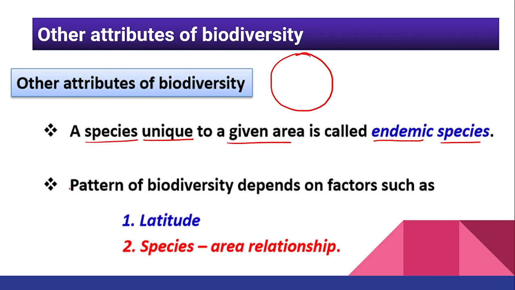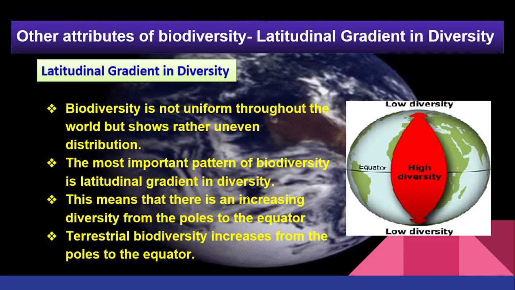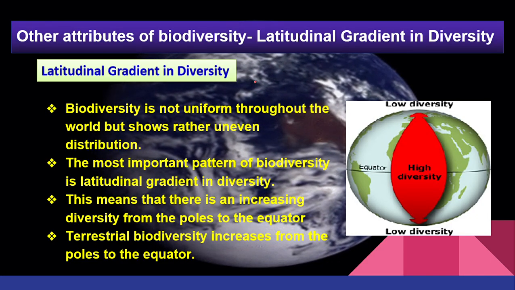Now let's jump on to another topic, that is pattern of biodiversity, which depends on two factors. So what are the two factors? One is latitudinal and another one is species area relationship. In today's class, we are going to deal with the latitudinal factor. Let's begin. Latitudinal gradient in diversity.